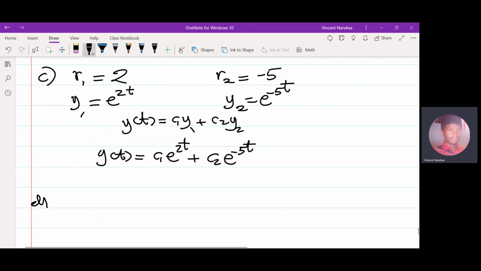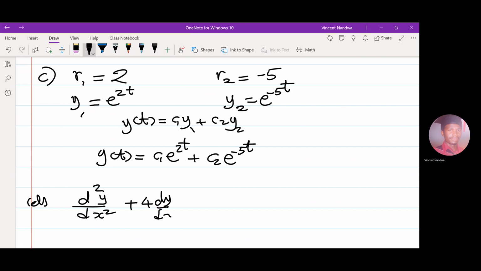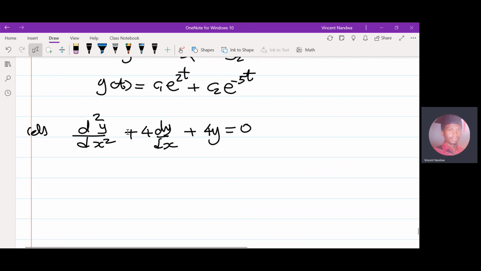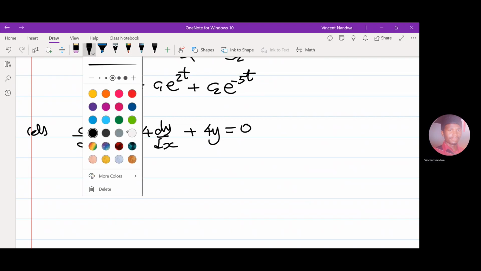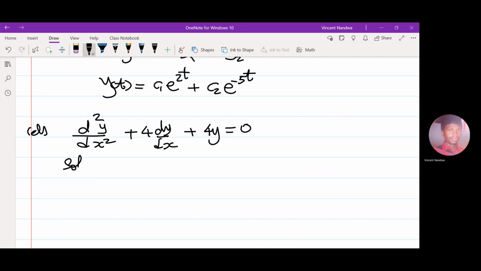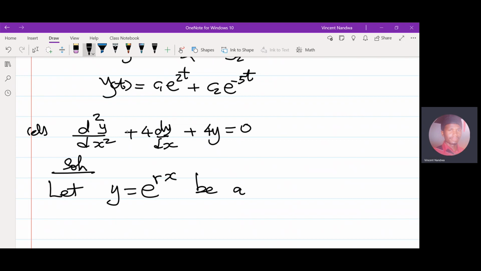Now, next example D, we have d squared y dx squared plus 4 dy dx plus 4y equals 0. So write this next example. In this case, you don't have the freedom of picking what you like, because the question clearly requires the independent variable to be x. So therefore, you'll start by saying, let y equals e raised power rx be a solution. It's very clear that the function y depends on x, so you don't put t, because it's already conspicuous in the problem itself.